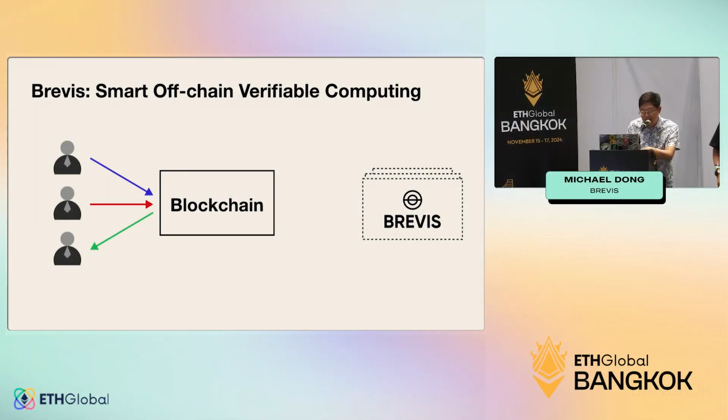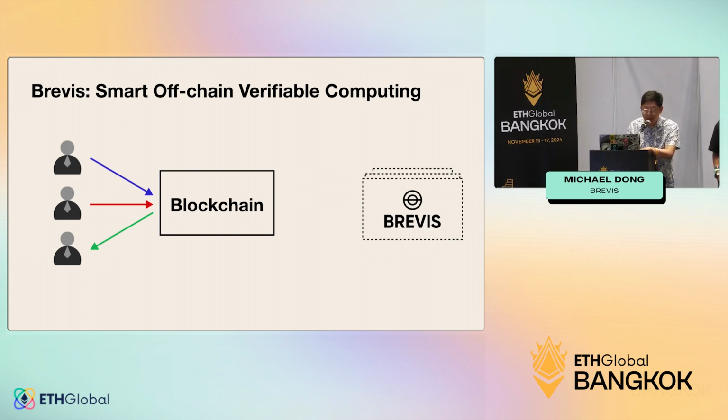Hi everyone. Before we dive into the details of the APIs and the SDKs, I just want to give everyone a quick introduction of Brevis as a whole. Brevis is a smart off-chain verifiable computing platform. What I mean by that is that it is fundamentally a scaling solution.